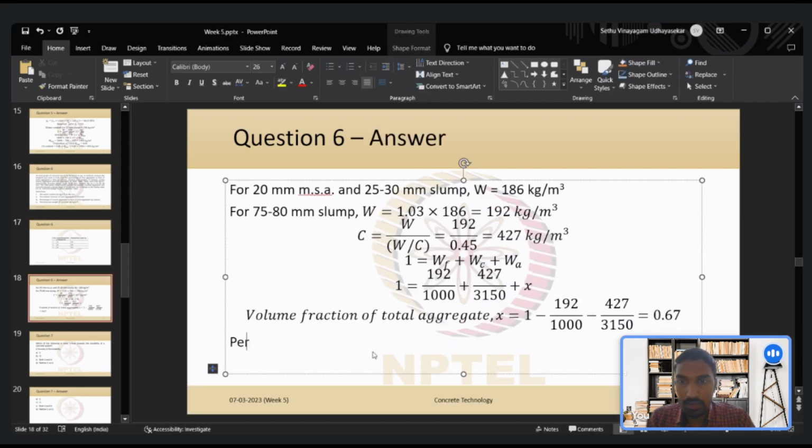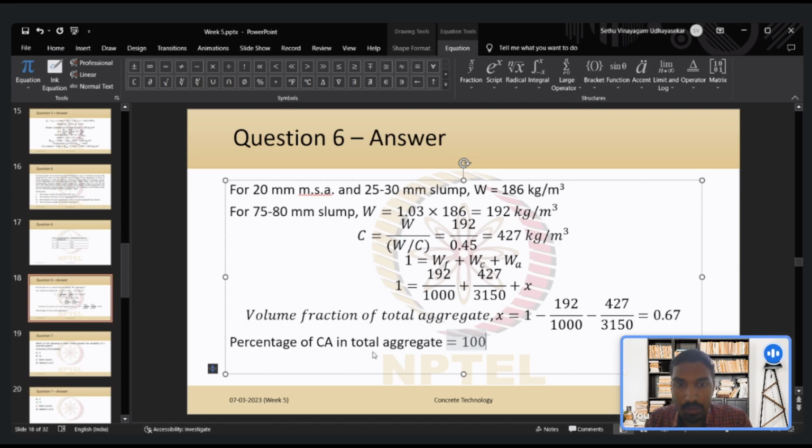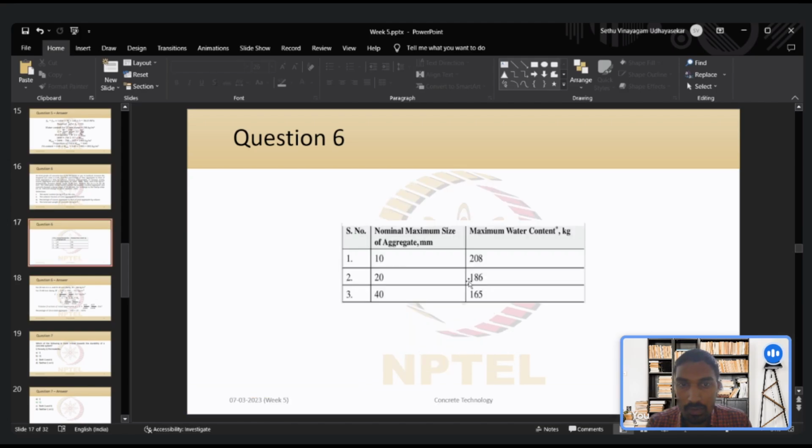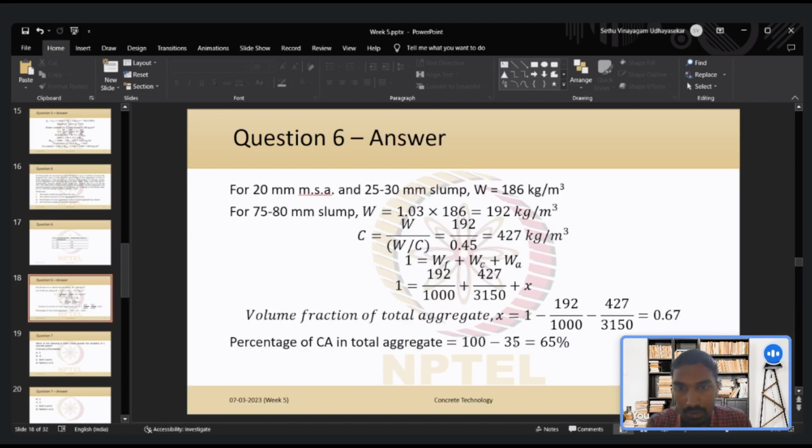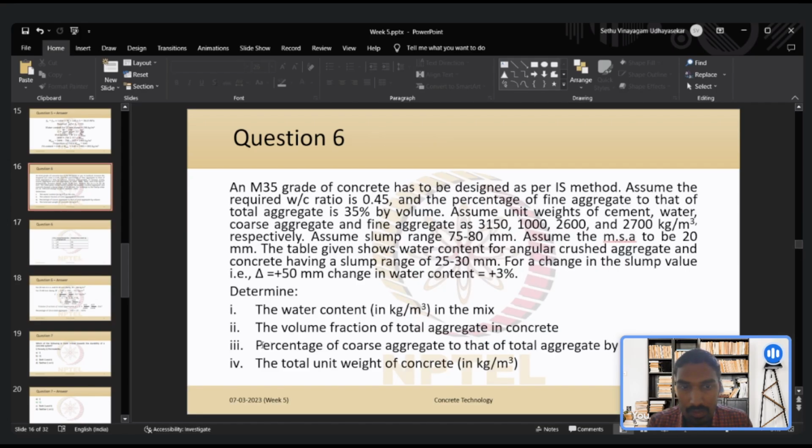So the percentage of coarse aggregate Ca in total aggregate is nothing but 100 minus 35, which is 65%. We can directly find this out, because the fine aggregate percentage in the total aggregate content is given to us, which is 35. So for coarse aggregate, it is nothing but 100 minus 35. So that is for the third part.